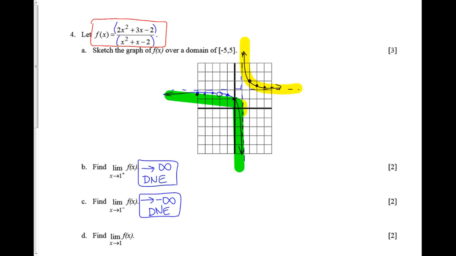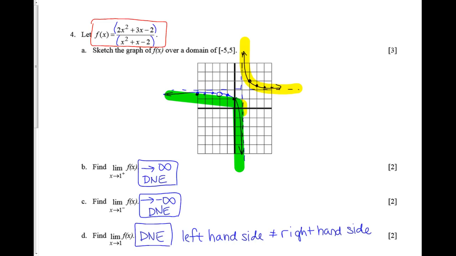So for part D, I want to find the limit as x approaches 1 of f of x. I would say this limit doesn't exist, not because it approaches infinity, but because the left hand side does not equal the right hand side. Okay. It didn't really ask me that I had to write that explanation down, but it can't hurt.